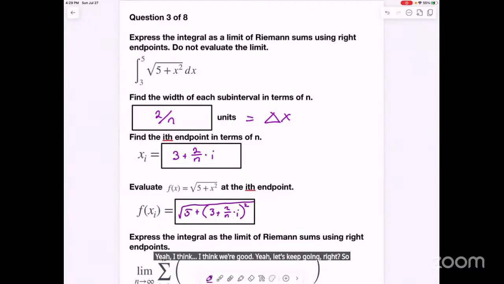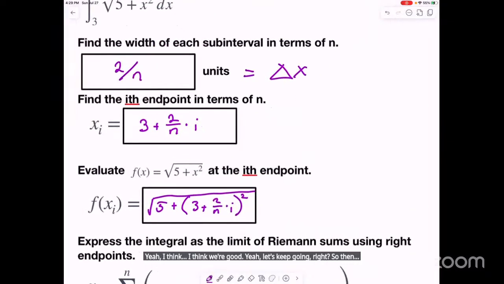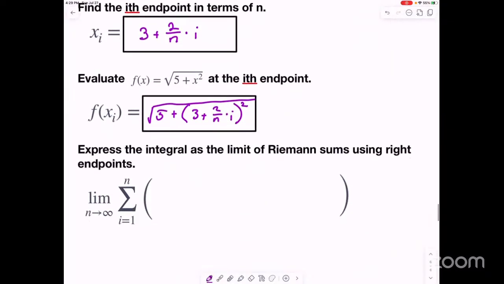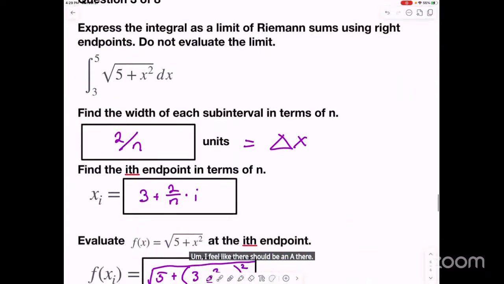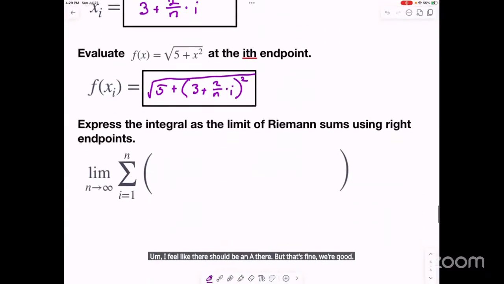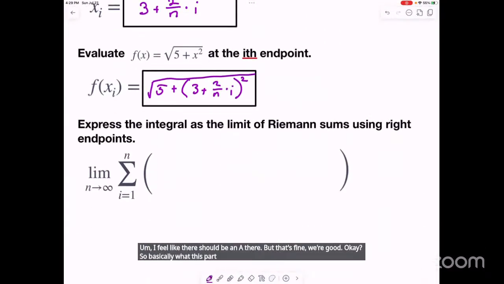So then evaluate this at the ith endpoint. I think that's fine. So f of x sub i is there. Then to express the integral as the limit of Riemann sums, I feel like there should be an a there, but that's fine. We're good. Basically this part is your f of x sub i times delta x, right?